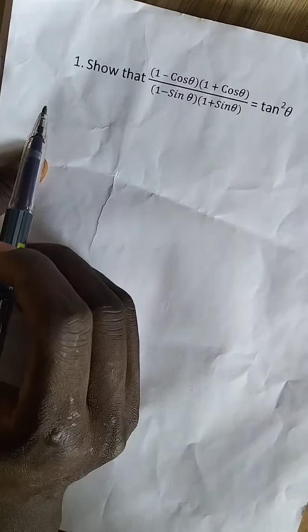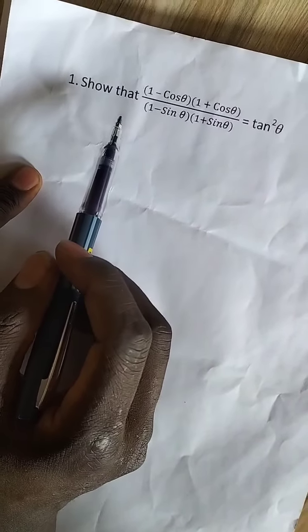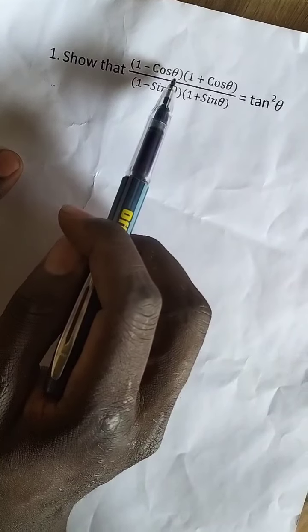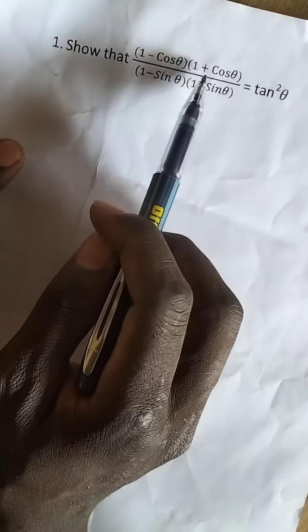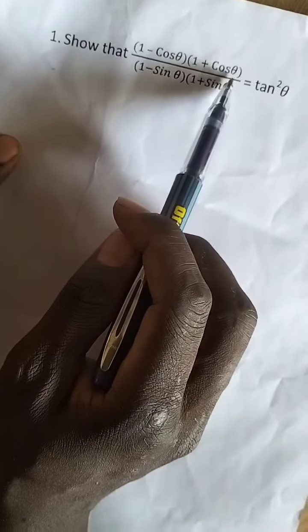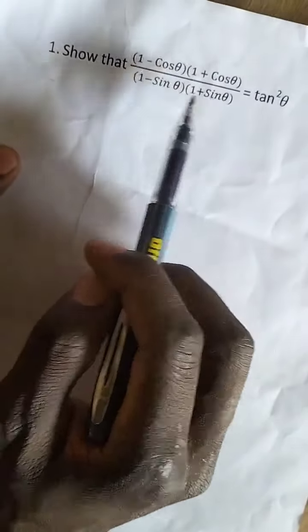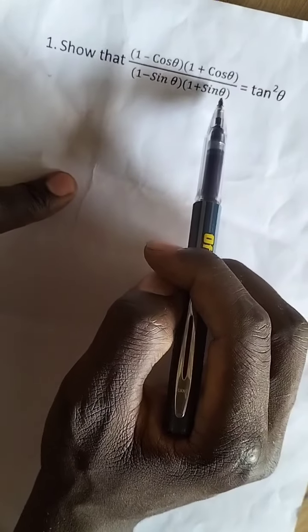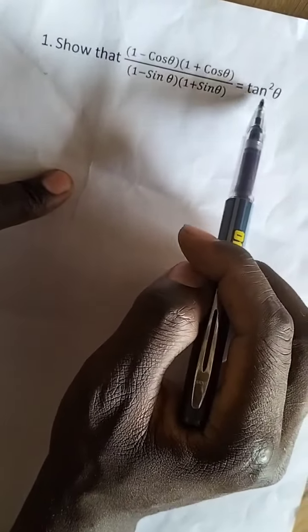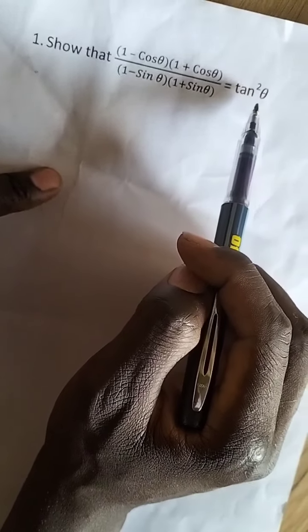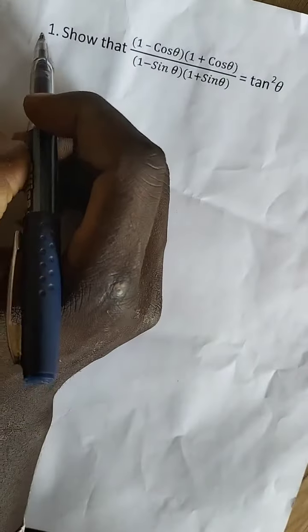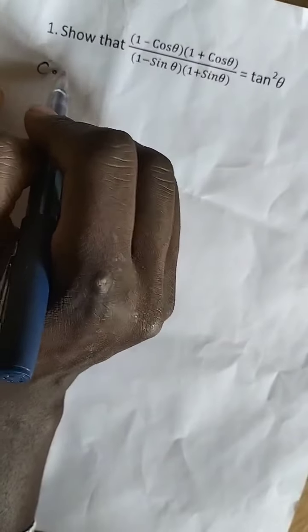Today we are looking at chapter 4 of book 4, that is trigonometry, and our question for today is this one. Show that (1 minus cosine theta) multiplied by (1 plus cosine theta) divided by (1 minus sine theta) multiplied by (1 plus sine theta) is equal to tangent squared theta. So, there are points that we are supposed to remember here before we tackle this question.